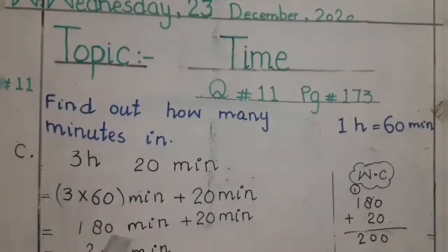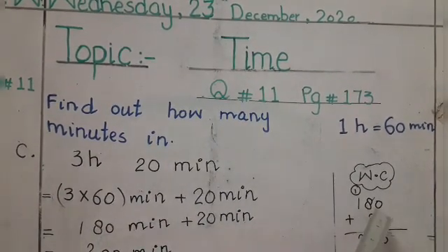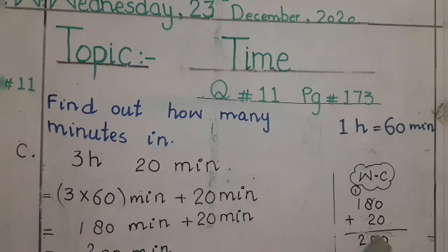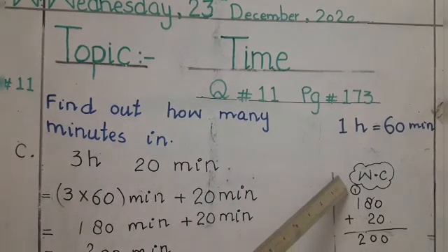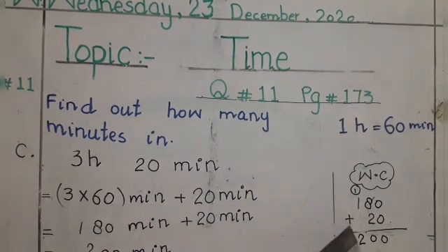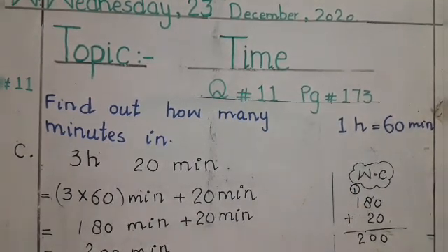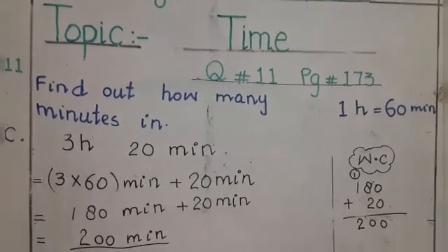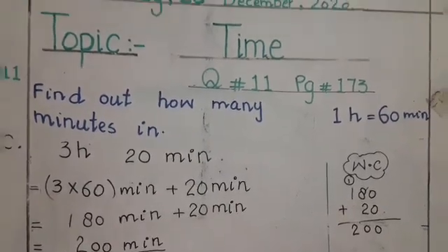Okay, students, now I write both of these numbers here, 180 minutes plus 20 minutes. So now we'll add it: 0, 8 and 2 is 10. So 0 will stay here and 1 will move to the next number. 1 and 1 is 2. So we get the answer 200 minutes.